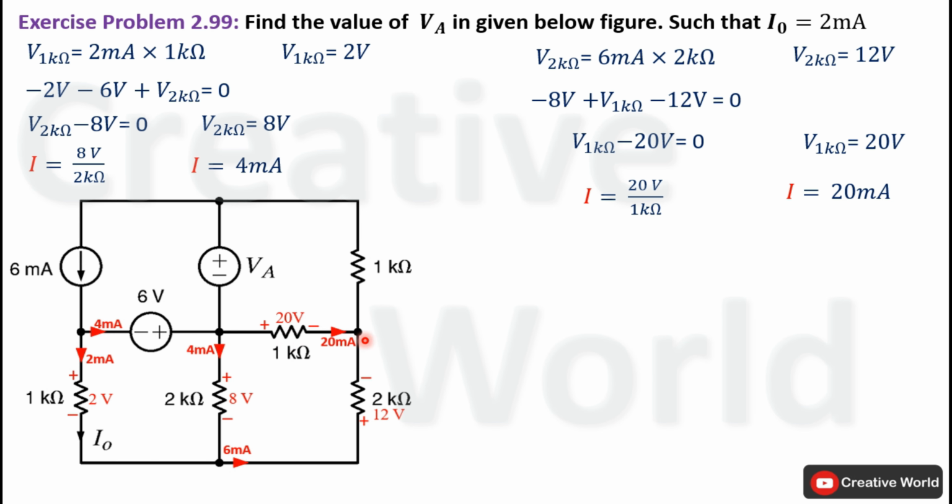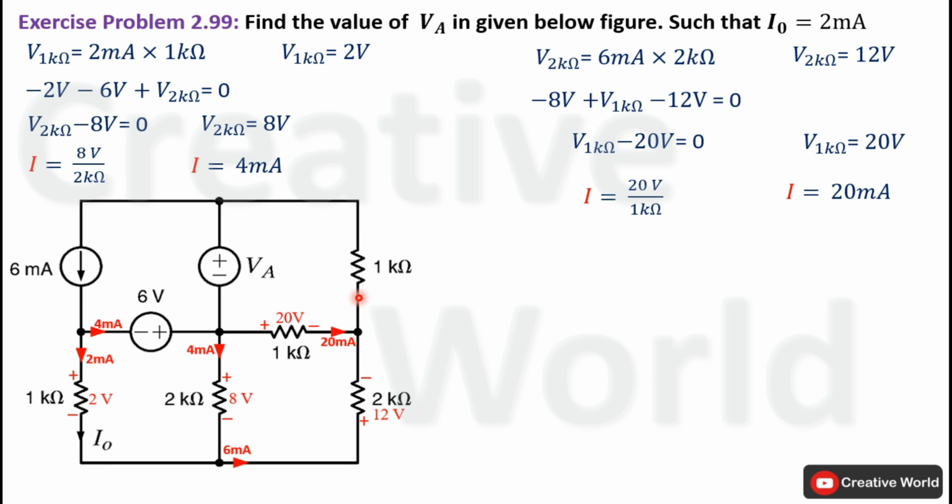Now on this node, two currents are entering. One is 20 milliampere and other one is 6 milliampere. So their sum will be equal to 26 milliampere, and that 26 milliampere should leave from this node in order to justify Kirchhoff's current law. So we can say that 26 milliampere current will be flowing from this 1 kilo ohm resistance in upward direction.